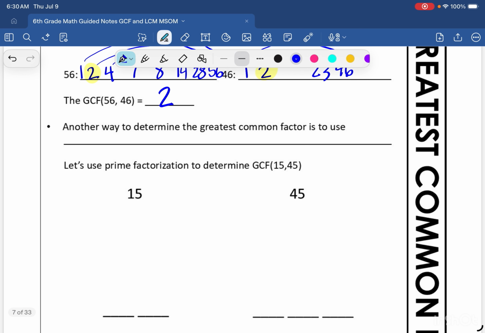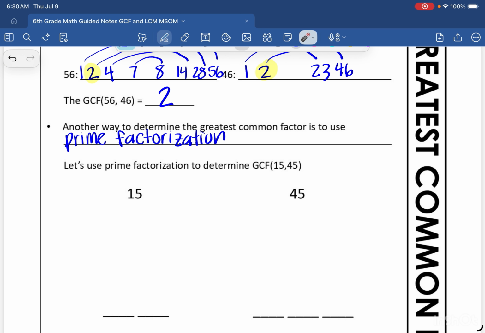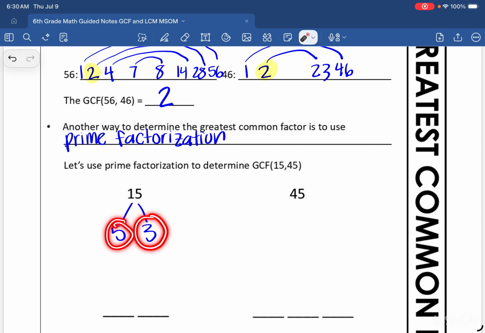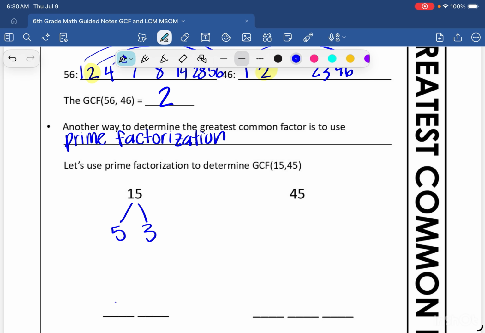Another way to determine the greatest common factor is to use prime factorization. So we're going to make little factor trees. It asks us to find the greatest common factor of 15 and 45. So we just think of any two numbers that are factors of 15. So I'm going to say 5 and 3. Both 5 and 3 are prime, so I'm going to stop. The factors are 5 and 3. Now I think of factors of 45, which would be 9 and 5.